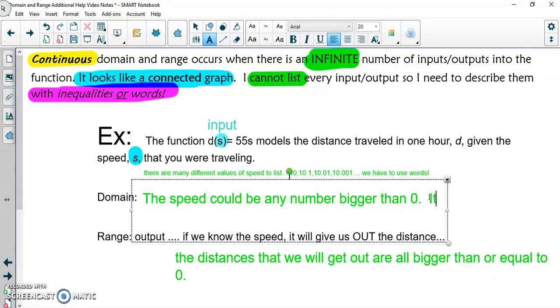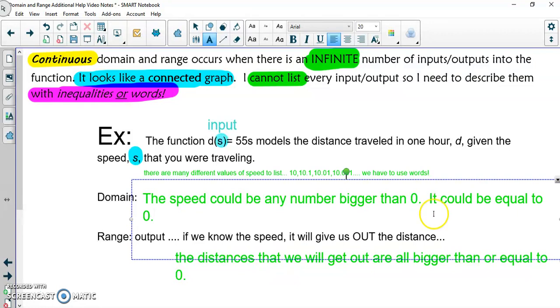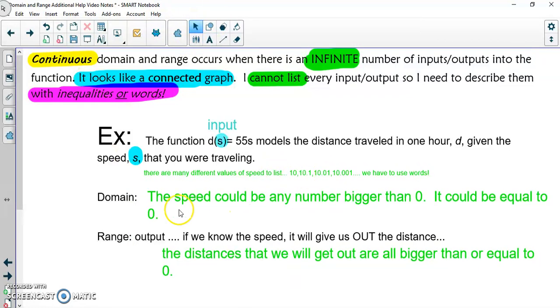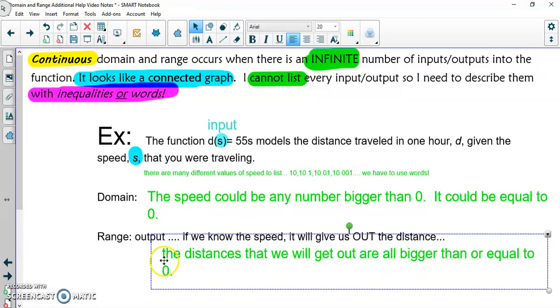Now up here, I could also say it could be equal to 0. But if I'm not traveling anywhere, we kind of just wouldn't really want to consider that case. So just a general idea. There's too many speeds for me to list. There's too many distances. There's too many values that would make sense. So I can't list them. I have to write them using words.